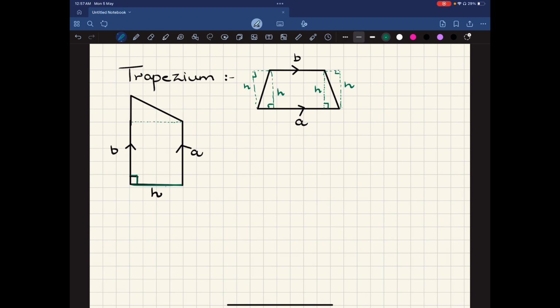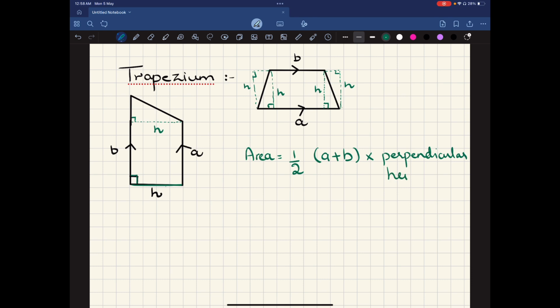And even if something inside is given, this distance, the length between, the distance between the two parallel sides is going to be the height. Okay, now the formula that you need to memorize is that the area of a trapezium is half into sum of parallel sides into perpendicular height.